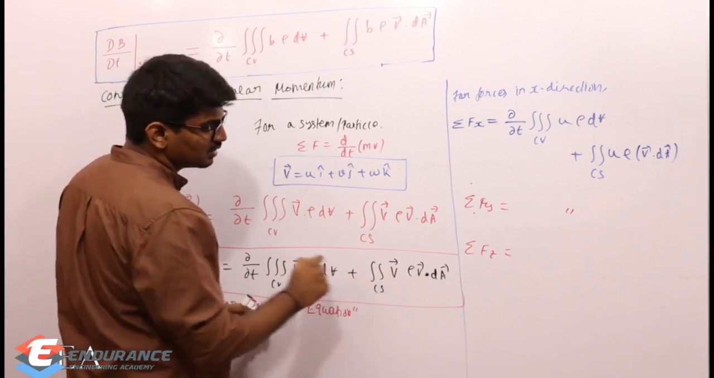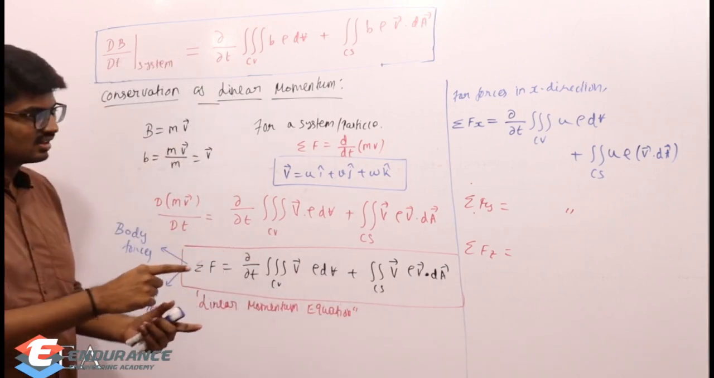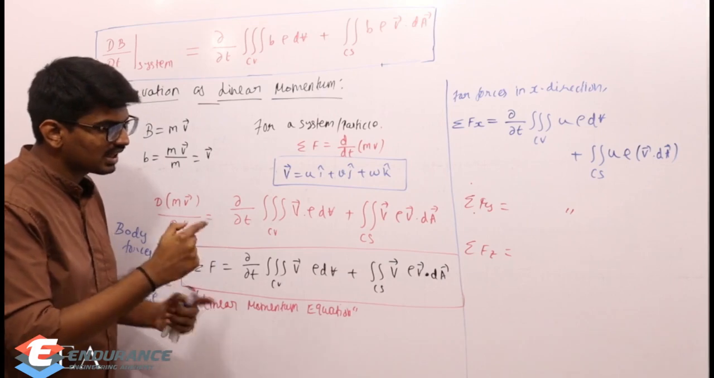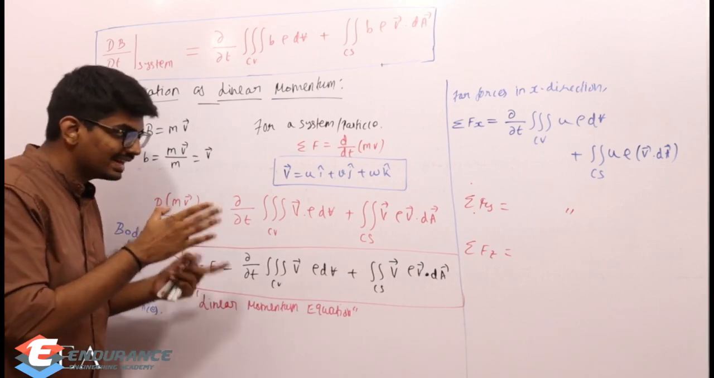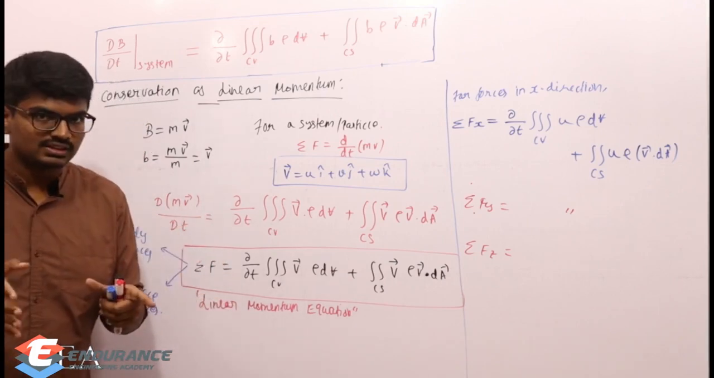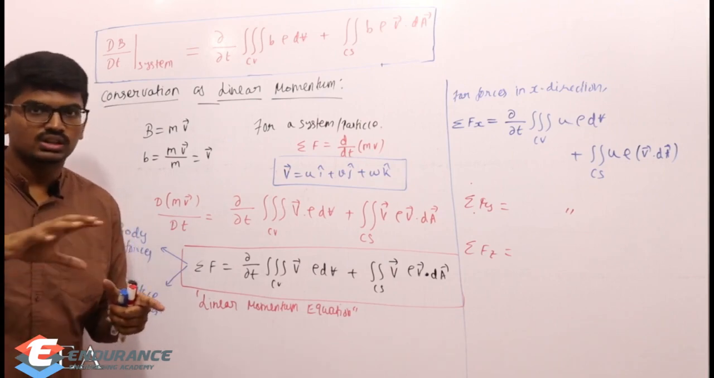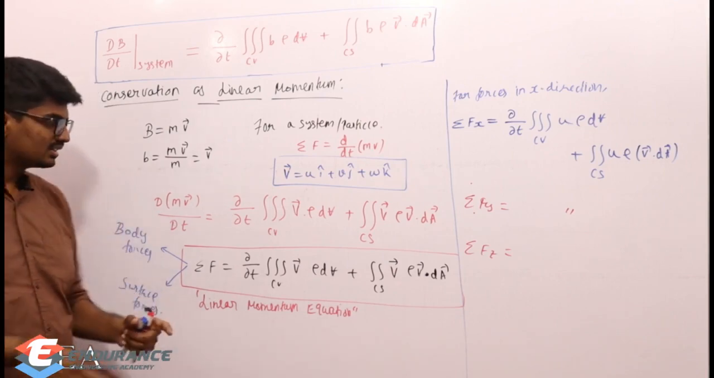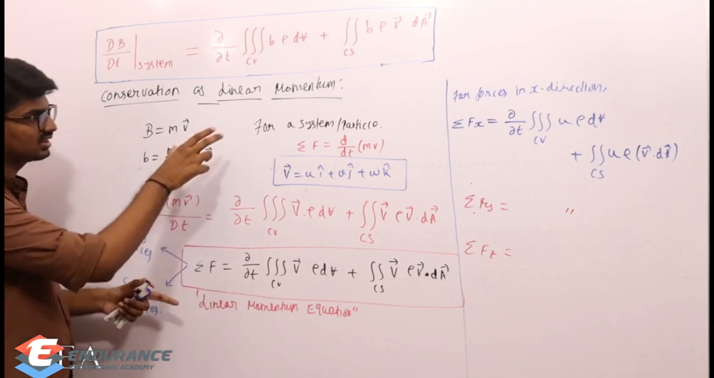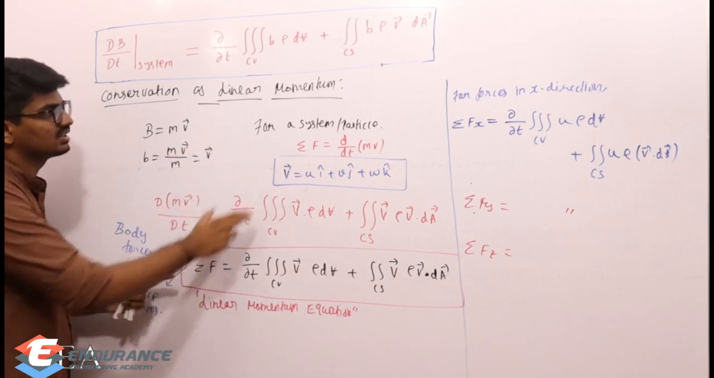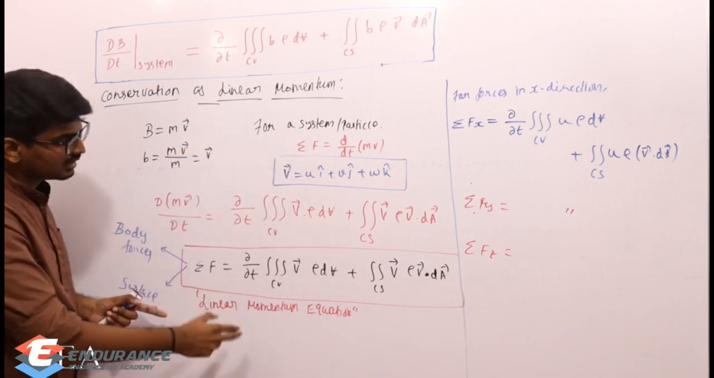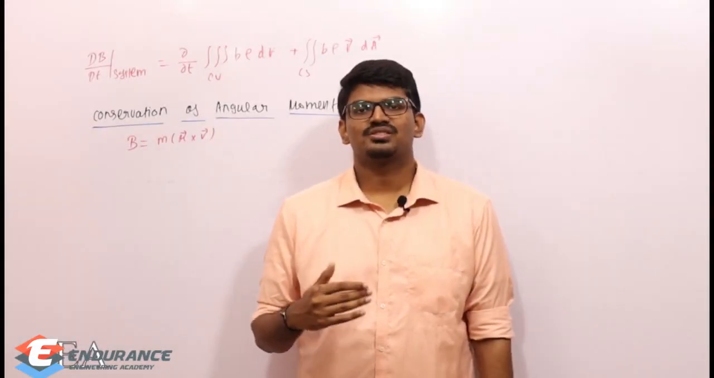And similarly, this is what? That is giving me the net outflow or net efflux of the linear momentum over the control surface. So again, it is linking summation of forces, that is our law which is applicable for a system, with the control volume and control surface. So next is conservation of angular momentum.